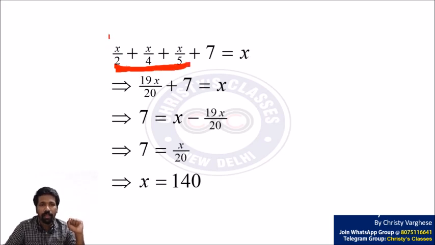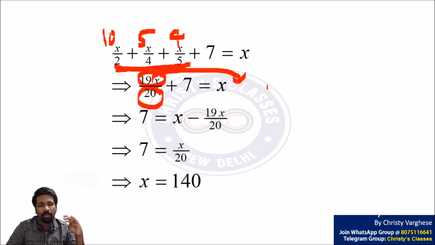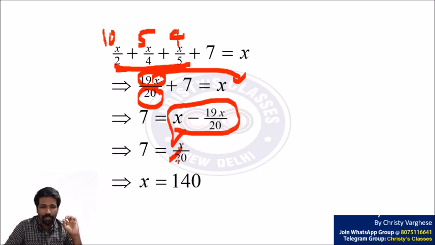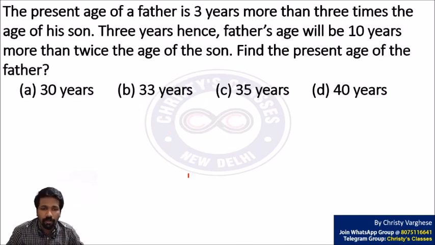So numerators you can adjust like that: 10x, 5x, 4x. 10x plus 5x plus 4x, 19x. Denominator will be 20, and this 19x by 20 can be shifted to the right side: x minus 19x by 20. That can be logically thought. A pizza is cut into 20 parts and you are removing 19 out of 20 parts. 1 out of 20 part will be remaining. Otherwise, mathematically also you will get the same answer. So 7 is equal to x by 20, which means x is equal to 140. That is the direct method of doing this question.